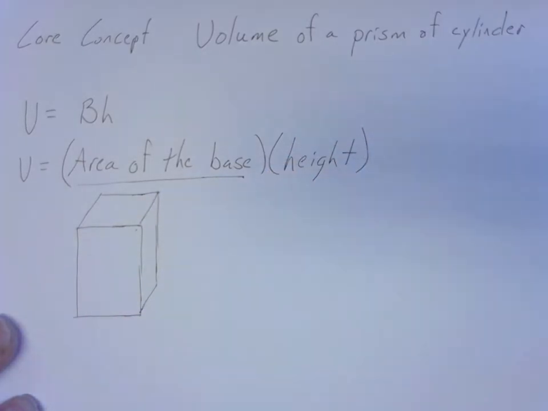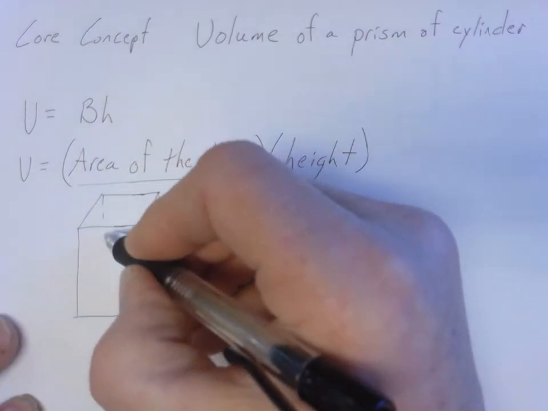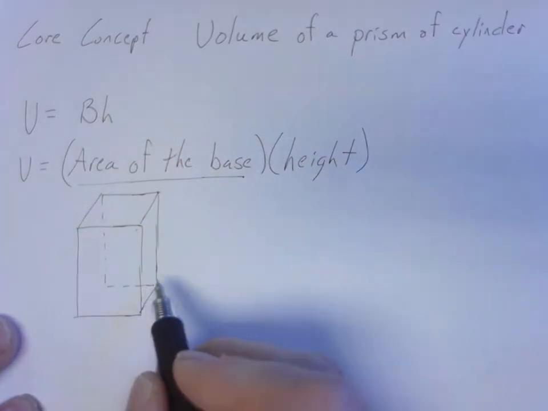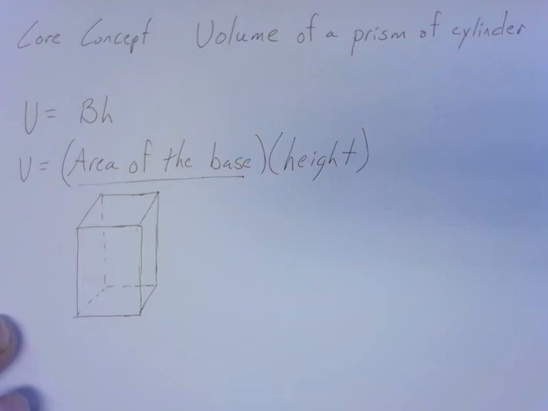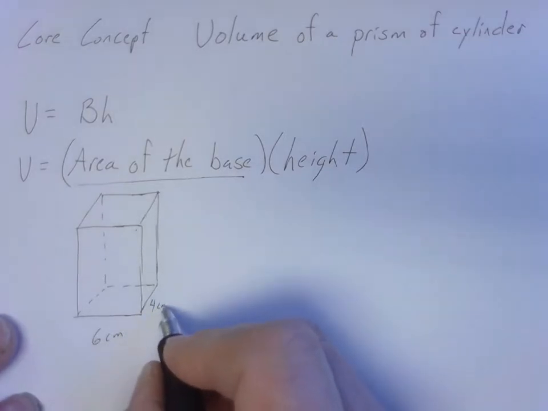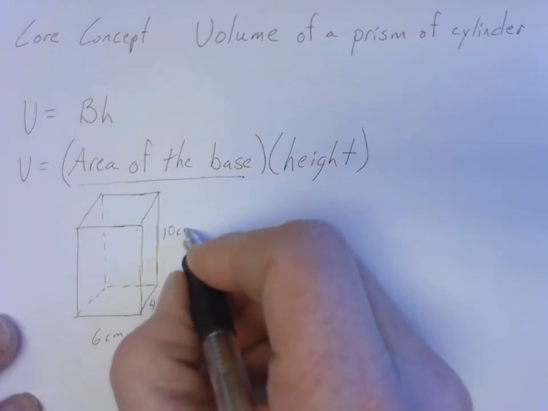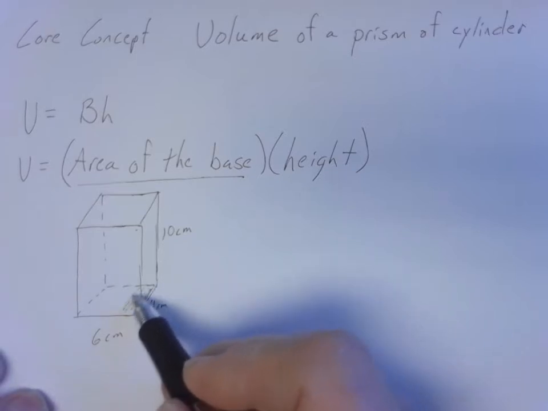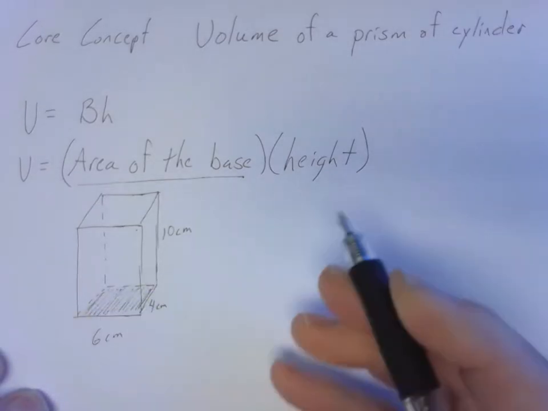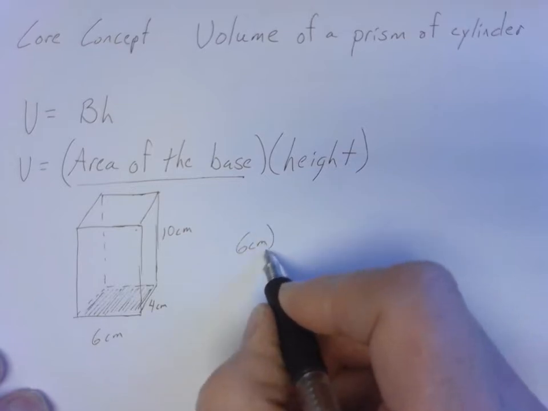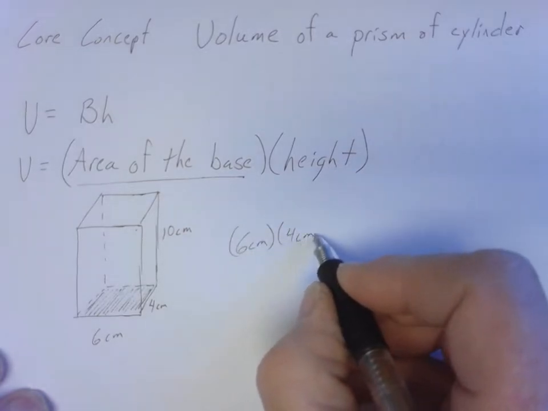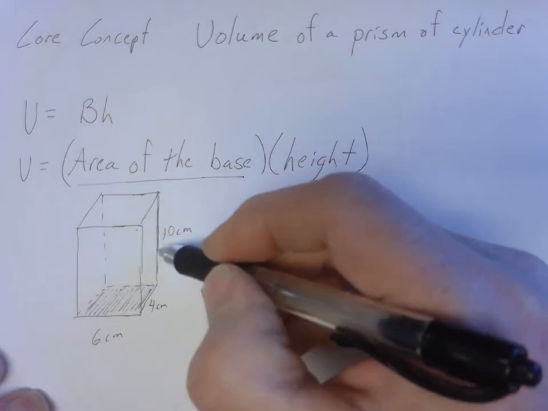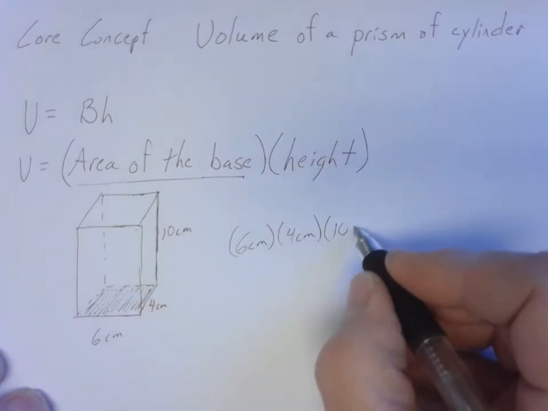Okay, so you can see our three-dimensional prism. Let me draw these back lines in here so that you can see those. And let's say this one is 6 centimeters by 4 centimeters by 10 centimeters. And I want to find its volume. So what I'm going to do is find the area of this base. So 6 centimeters times 4 centimeters. And then I'm going to multiply by the height of the object, which is 10 centimeters.